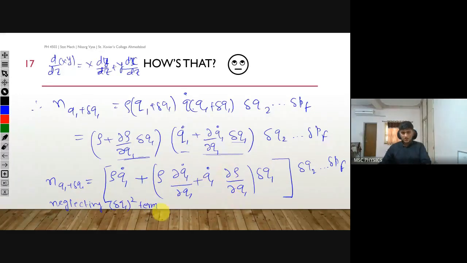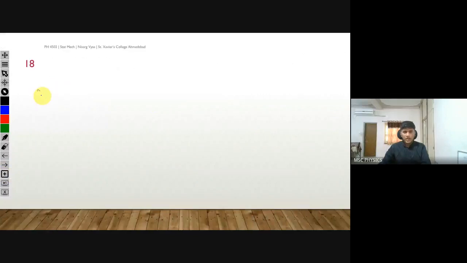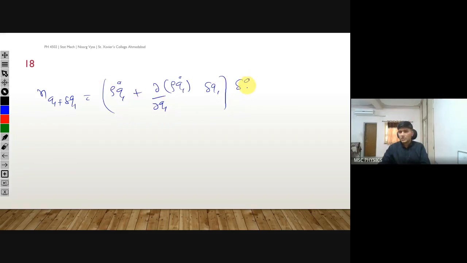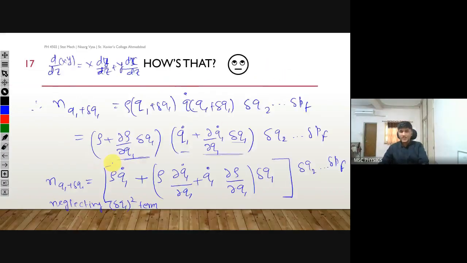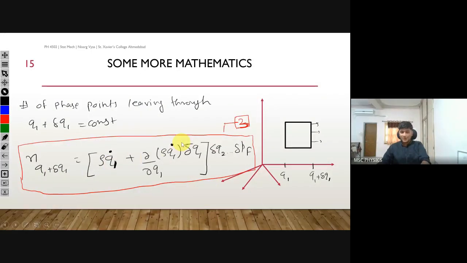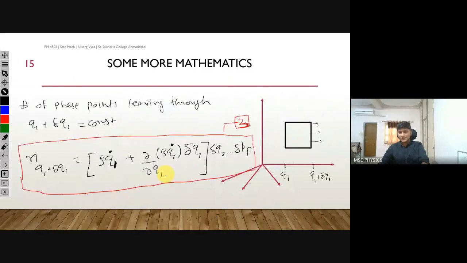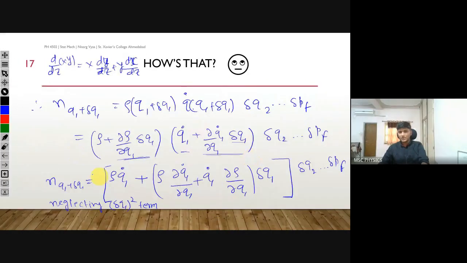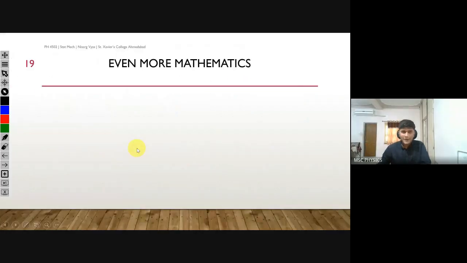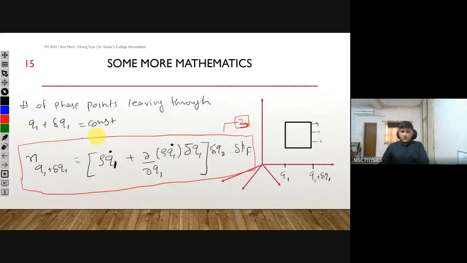Now if you have any doubts, let me write it also. So n at Q1 plus delta Q1 is nothing but rho Q1 dot plus del by del Q1 of rho Q1 dot, times delta Q1, into delta Q2 up to delta Pf. This is how it is, but in your book the statement is directly written. Believe me, this kind of mathematics is done and the statement is directly written. So if you need assistance with the mathematics, this is the simple mathematics that was there. So this was how I wrote that equation.